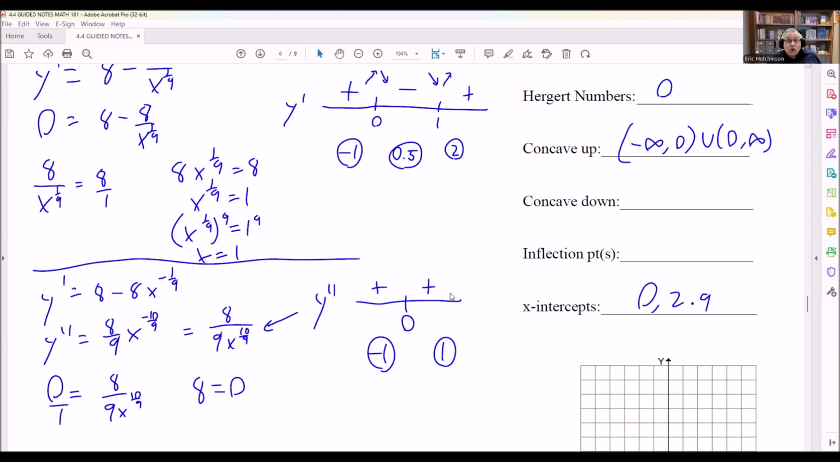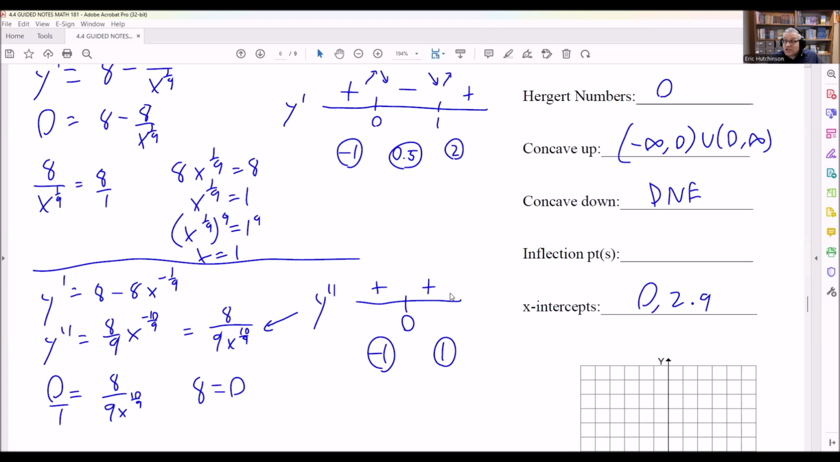That really is the only case where we're ever going to not include the number for concavity, and that's, again, when the second derivative is undefined. Undefined at 0 means we are going to exclude that. So we have to break this up and go negative infinity to 0, and then from 0 to infinity. Again, that's the only time we ever have to do that. Okay. Concave down is actually going to be D and E. We don't have any places where it's concave down from our picture. It's always going to be concave up here from our number line.